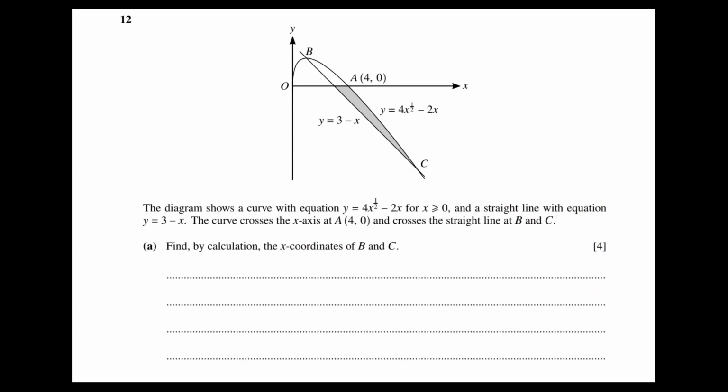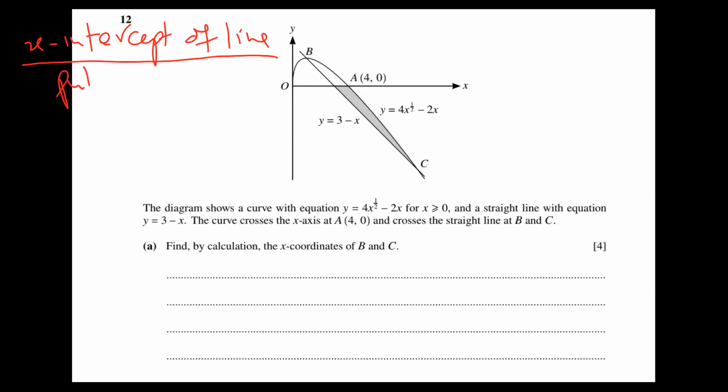I'm making a plan. First, the intercept of the line. So put y equals 0. When I put y equals 0 in the place of this line, I get 0 equals 3 minus x, and I got x equals 3. So it means the coordinates of this point are (3, 0).